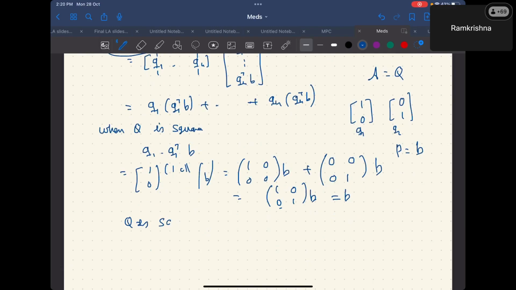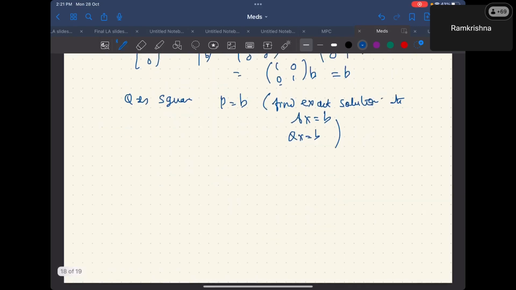So when Q is square, then there is no projection, right? So my projection vector is still B, and I can find an exact solution to AX equal to B, or QX equal to B in this case. Okay, that is not much surprising here. What will be surprising is when things do not work the way we want, and we need to do some manipulations to get to where we are.